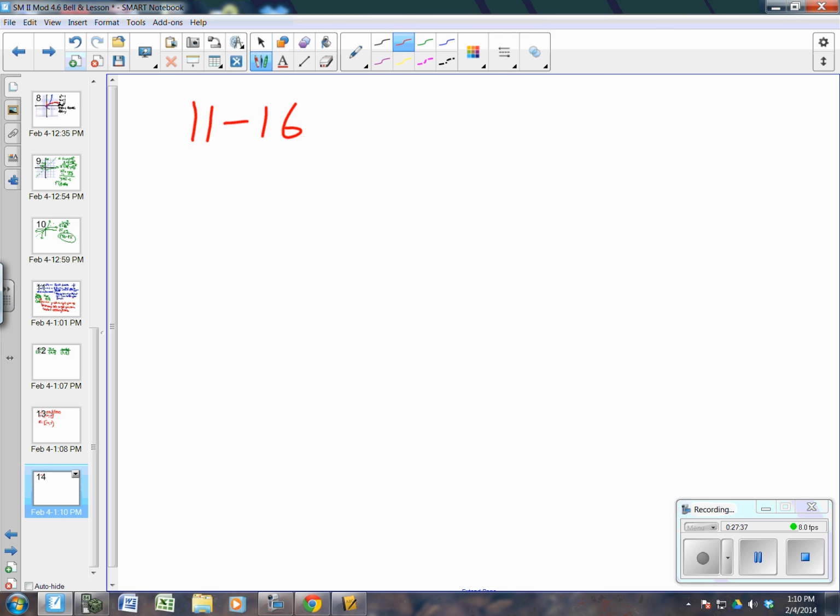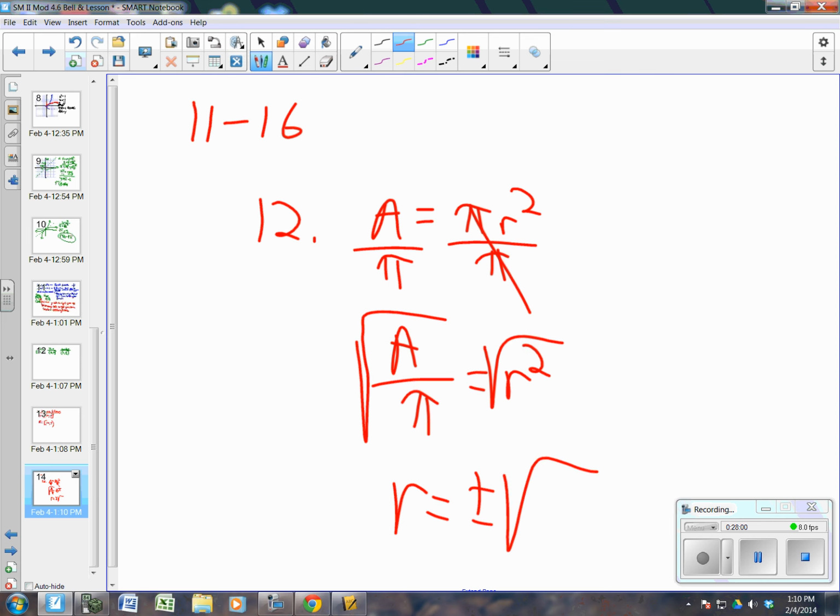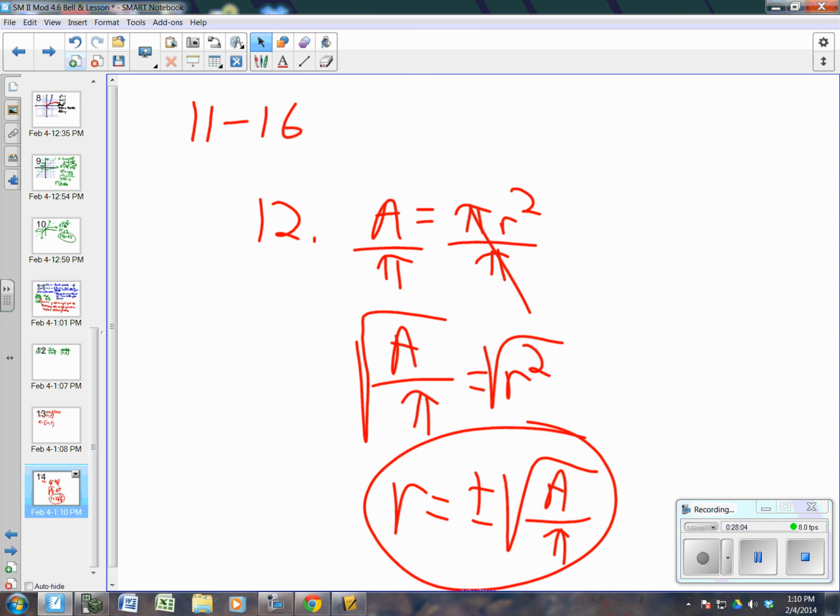11 through 16, you have to solve for a certain variable. Let me give you an example of one. Let me just do number 12 because the bell's about ready to ring. Right here, if I have A equals pi r squared, and it says to solve for r, I'm going to start off by dividing by pi. So I get A over pi equals r squared because the pi's cancel out there. I'm going to take the square root of both sides, and so it's going to be r equals plus or minus the square root of A over pi. So that's what you guys are doing today, is just solving for a variable.